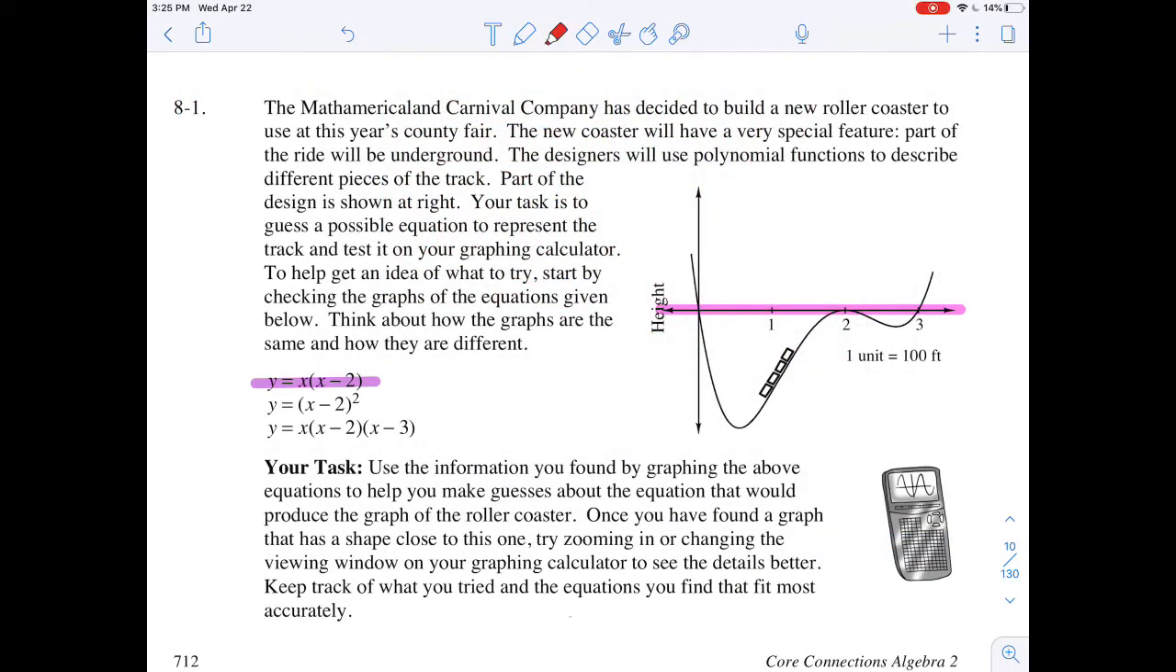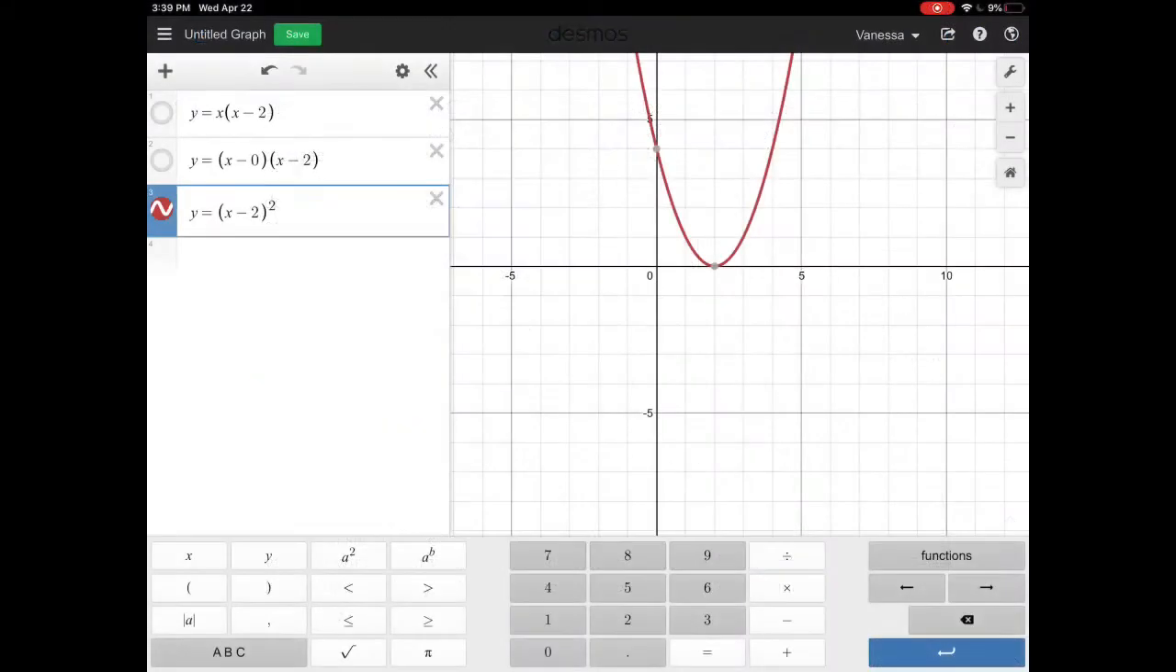So now I want you to do the same thing. I want you to go to Desmos and graph that one, y equals quantity x minus 2 squared, and the third one. And I want you to think about the connections between the equation, the x-intercepts, and how you can modify this equation to find the equation of that roller coaster. Graphing the second equation, you can see that the parabola bounces off of the x-axis.